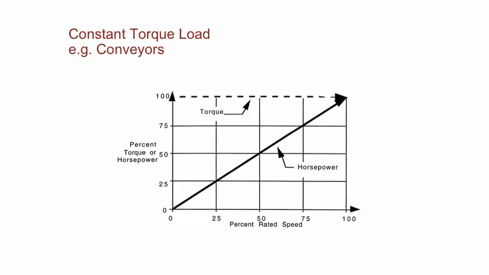The other type of load is a variable torque load. These are things like centrifugal pumps and fans, and these happen to be about 70% of the applications out there. So pumps and fans are really common on drives.